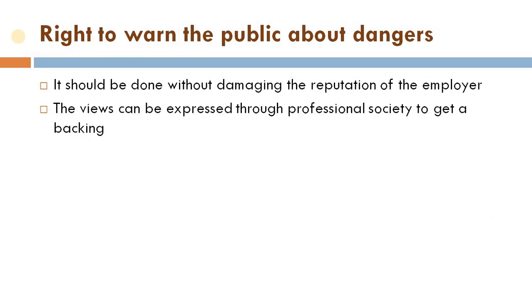Now coming to the next one, right to warn the public against dangers. When the engineer warns the public about the dangers, he should do it without damaging the reputation of the employer. So his views can be expressed through a professional society to get a backup. We know professional societies are the societies meant for the professionals. There are many professional societies for engineers such as ISTE, IEEE, CSI, etc.